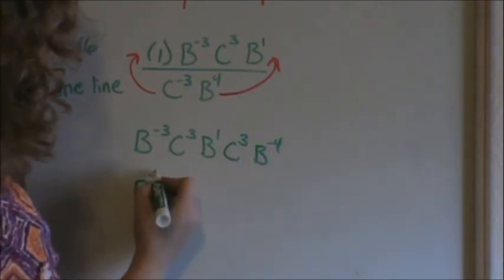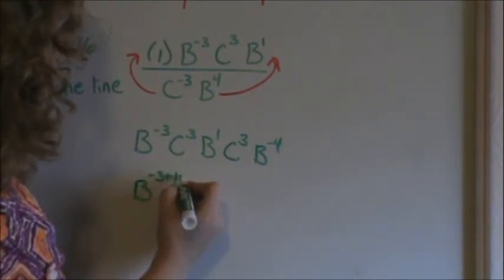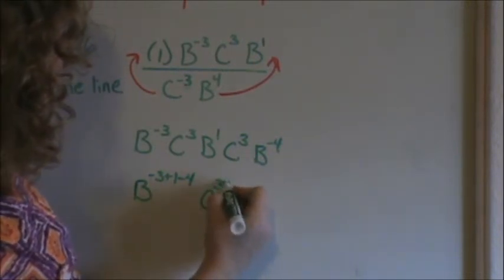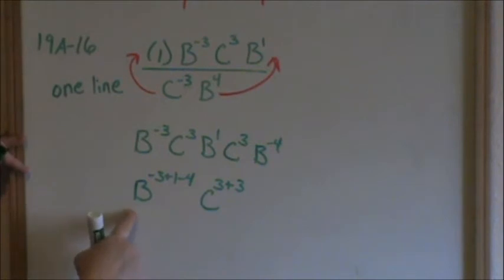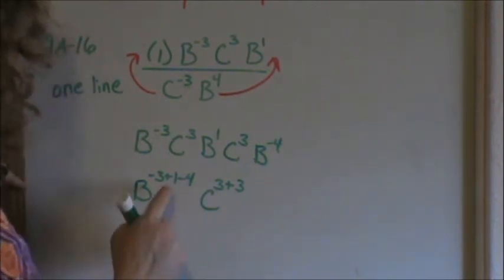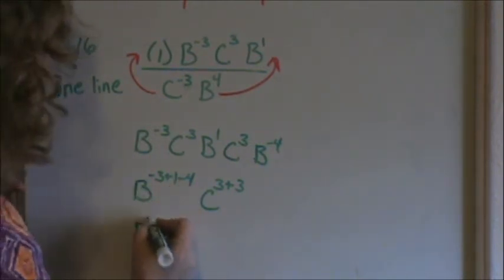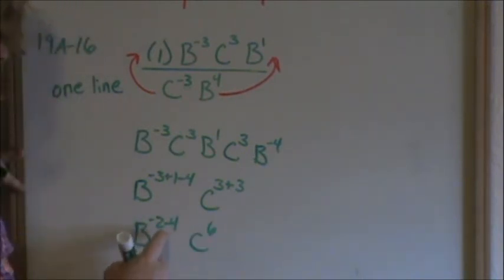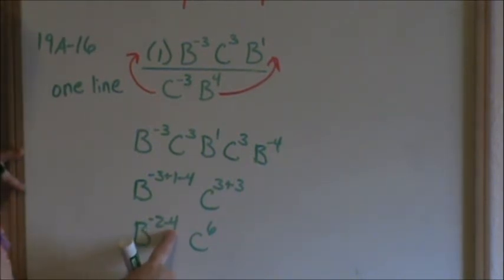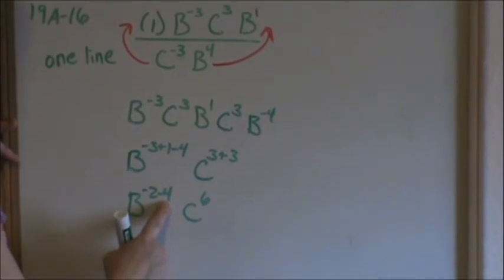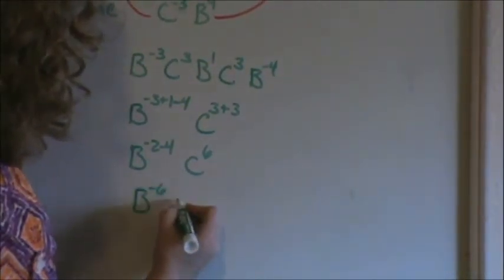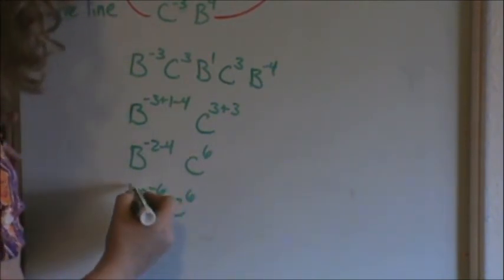That would be b to the negative 3 plus 1 minus 4, and c to the 3 plus 3, adding your exponents. On your b's, negative 3 plus 1 would be negative 2, and c to the 6, negative 2 minus 4. You're in debt 2, you're in debt 4 more, so you're completely in debt 6. So b to the negative 6, c to the 6th.